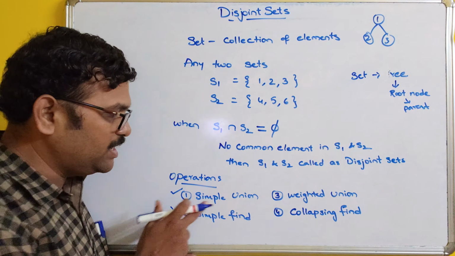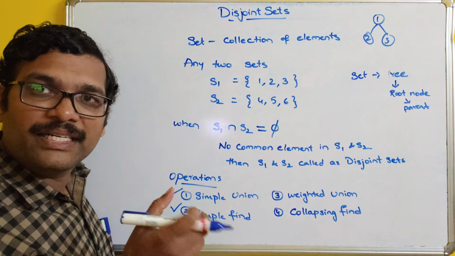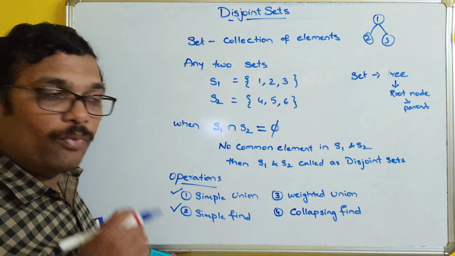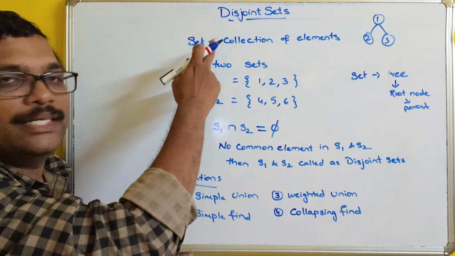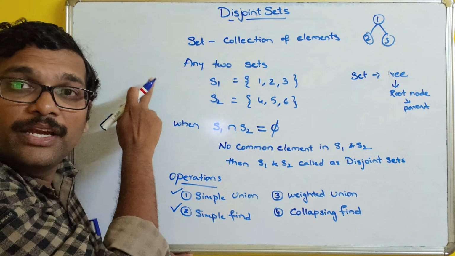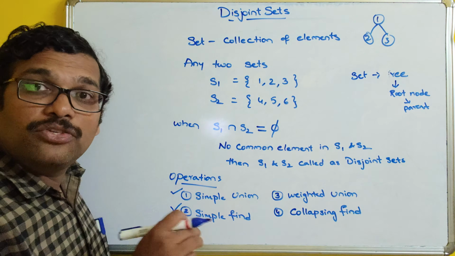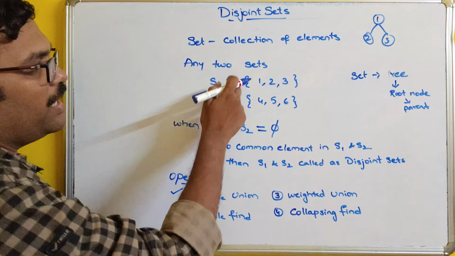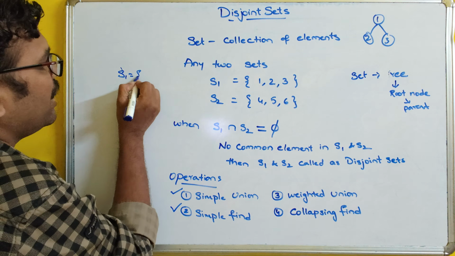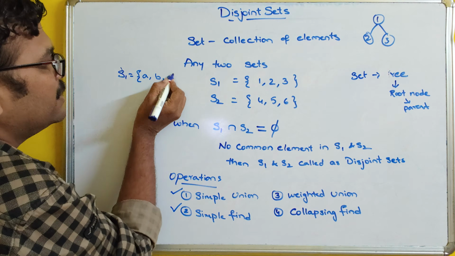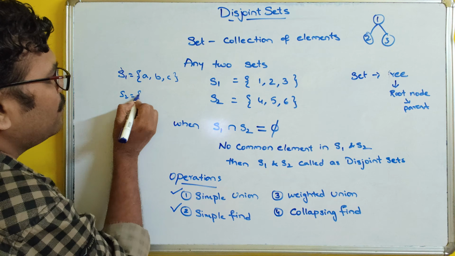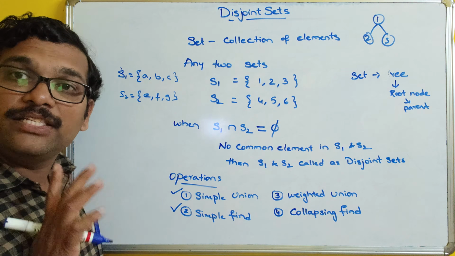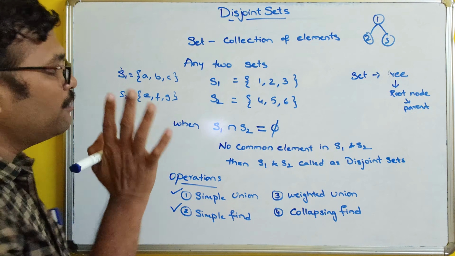So how can we perform this simple union between two different sets, and how can we perform the simple find operation? One thing, we are working on disjoint sets. Disjoint sets means we need to take more than one set, and there should not be any common element in both the sets. For example, S1 and S2. Let us consider S1 has A, B, C, and S2 has E, F, G. These two are called disjoint sets because there is no common element.